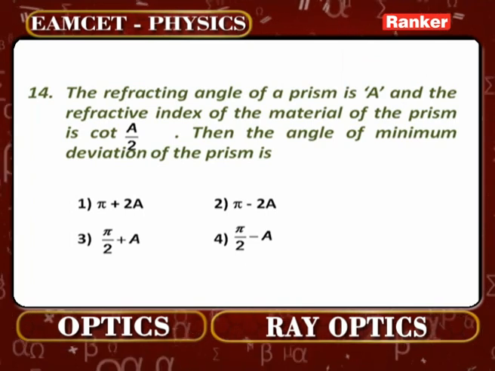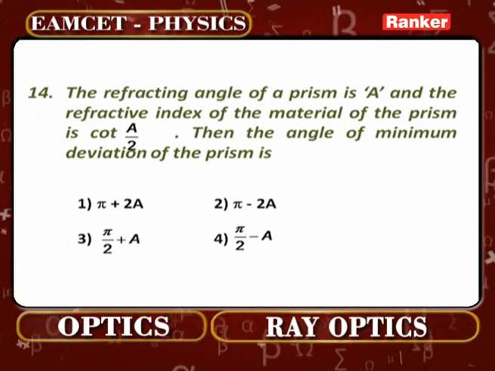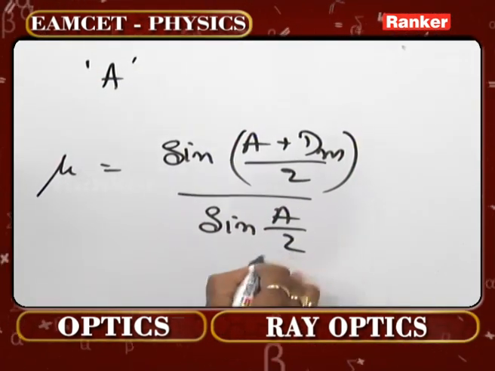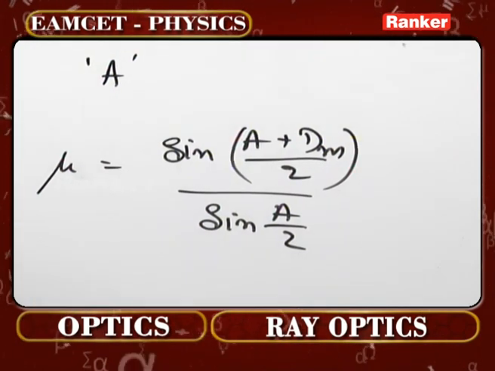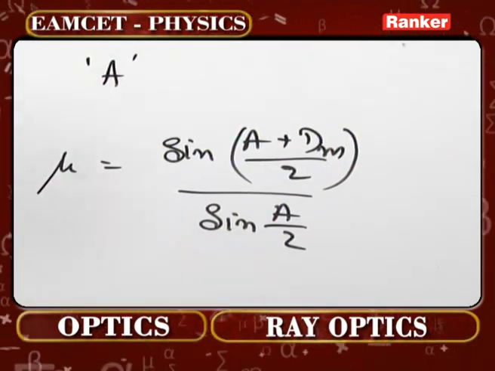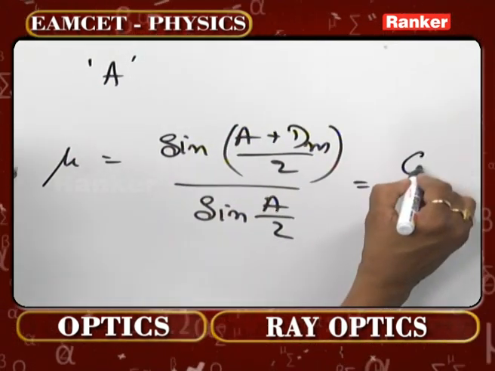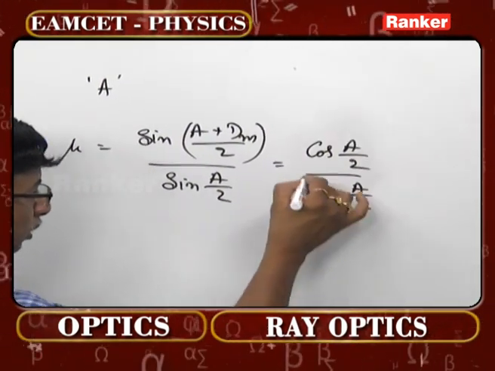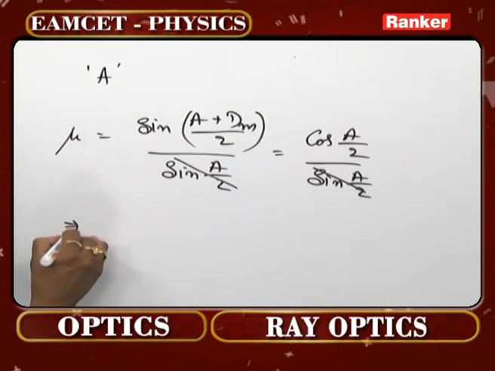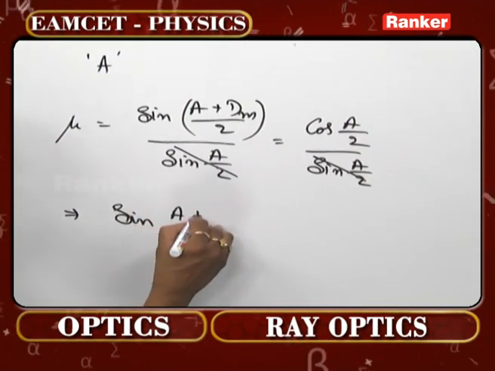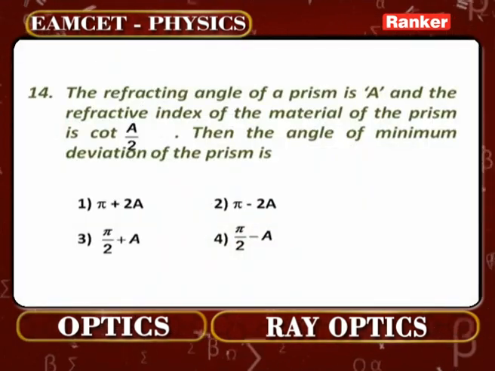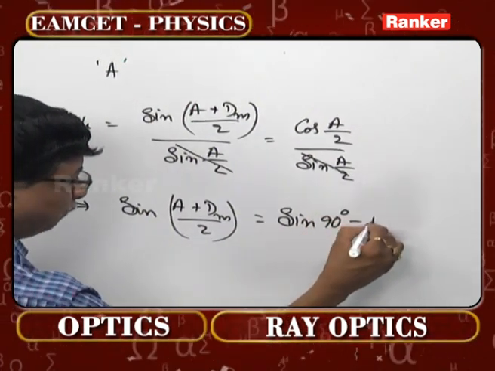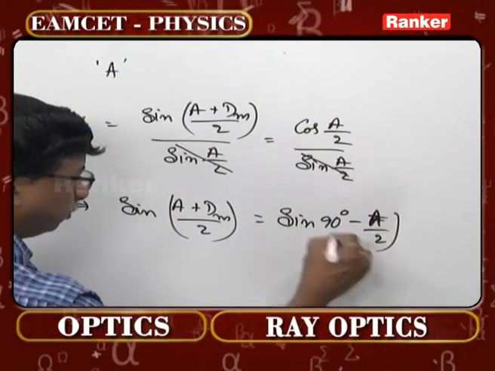Mu is equal to sine of (A plus dm)/2 divided by sine of A/2. This is actual formula when the deviation angle is minimum in a prism. What is mu given? Cot A/2. Cot A/2 means what should I write? Cos A/2 by sin A/2. I can write that one. That means sin A/2 gets cancelled. What is now left over? You see, sine of (A plus dm)/2 now can be written as cos A/2 can be written as sine of 90 minus A/2. That is actually the concept.